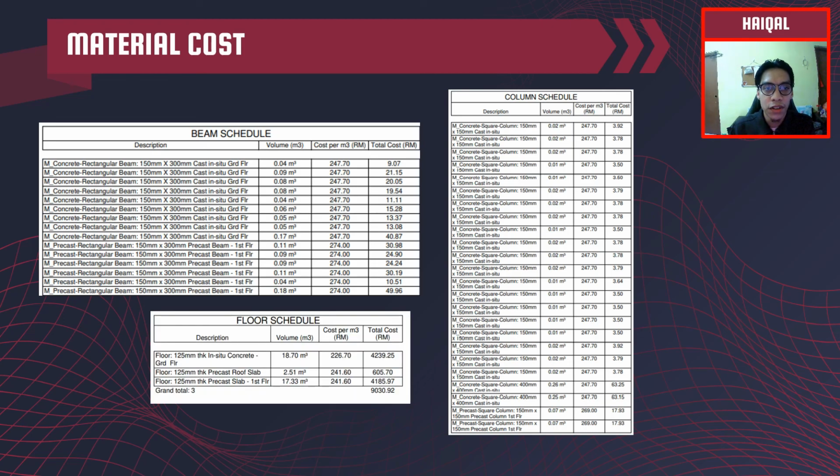For the floor section, there are two types of slab that are used, which are in situ slab and precast slab. The cost for the in situ slab is RM226.70 per meter cube. Meanwhile, RM241.60 per meter cube for the precast slab. And the total cost for the floor slab is RM9,030.92.